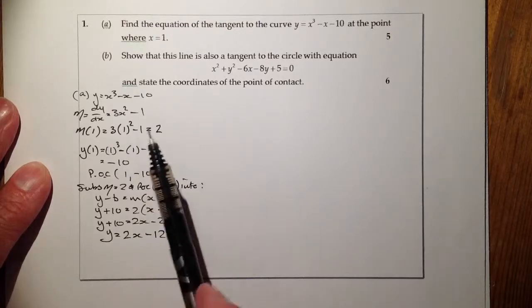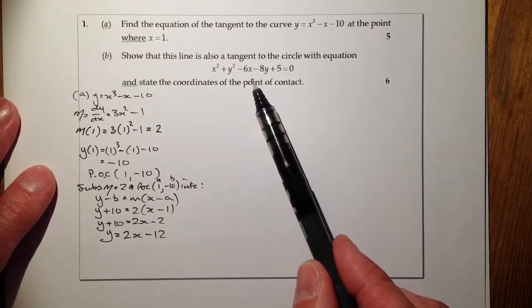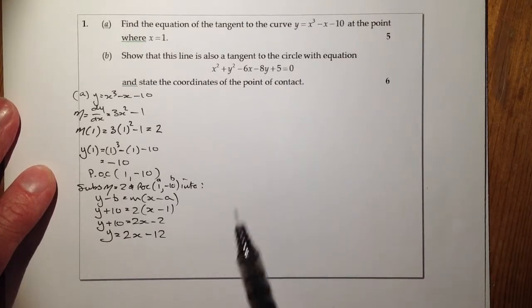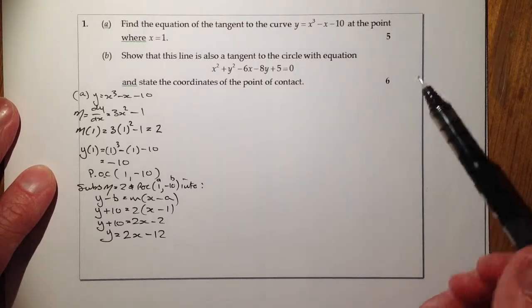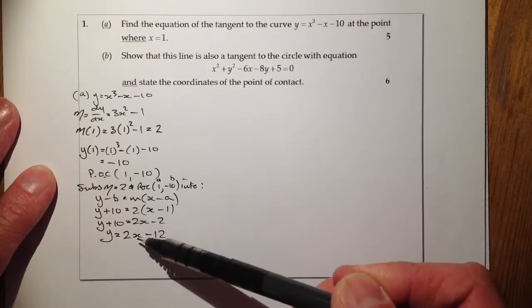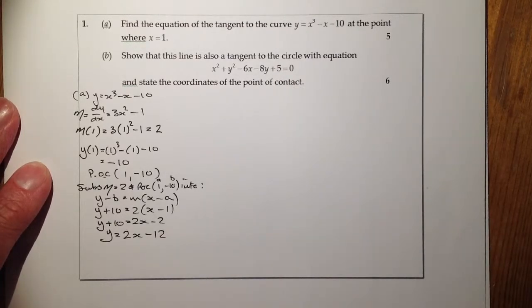So B says that we have to show that this line is also a tangent to the circle with this equation here, and state the coordinates of the point of contact. So let's go ahead by substituting 2x minus 12 instead of y here, and from there we'll be able to work out the x coordinate of the point of contact. We should get that to be one point of contact, and if we do, we'll make a statement and find out the y coordinate based on that. So let's go for part B.